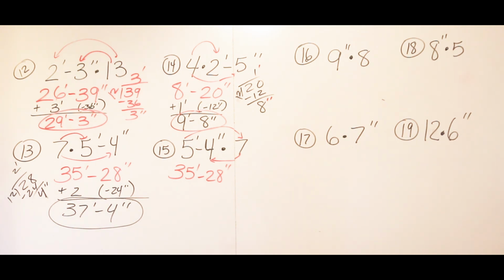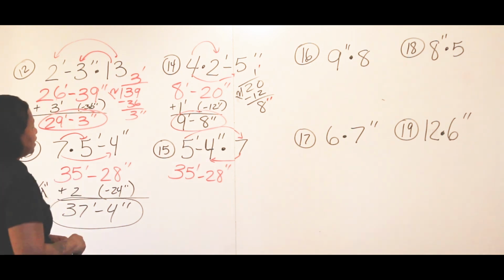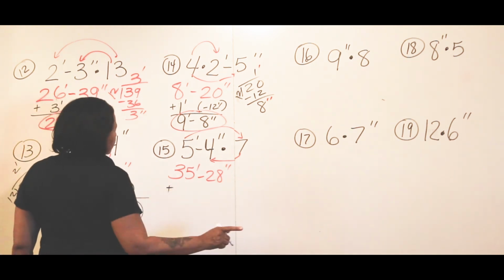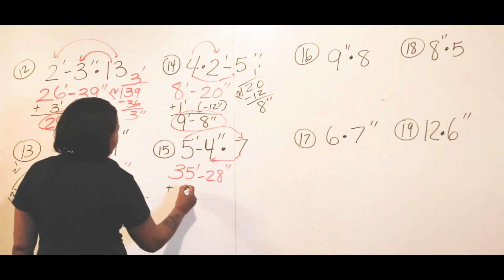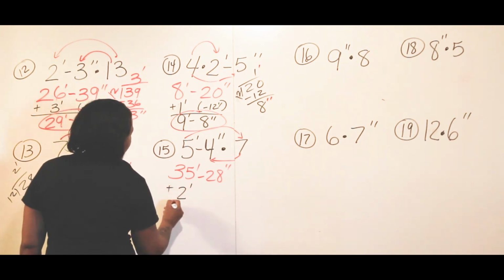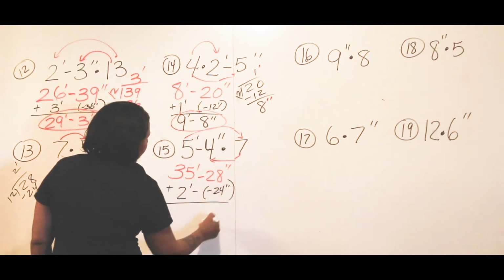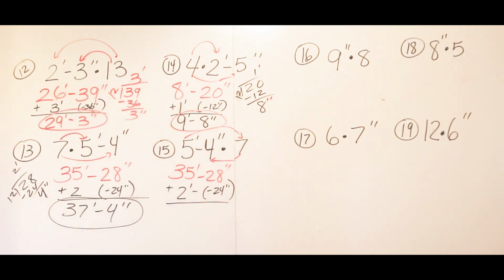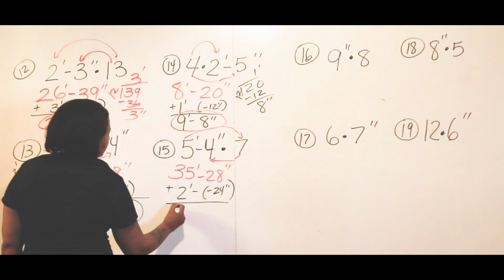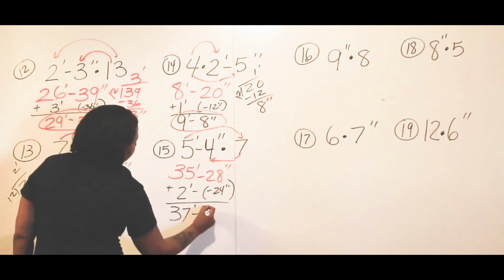So, that 28 inches we have to convert to feet and inches. We know we can get 2 12s out of here. So that's going to give me 2 feet. 2 12s is 24, so we subtract 24 inches from there. So now we have 37 feet, 4 inches.